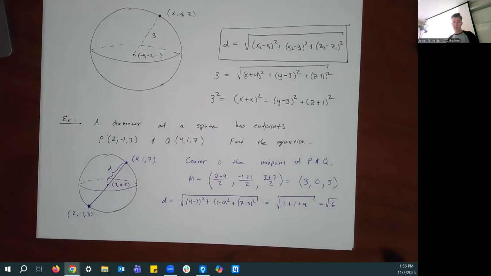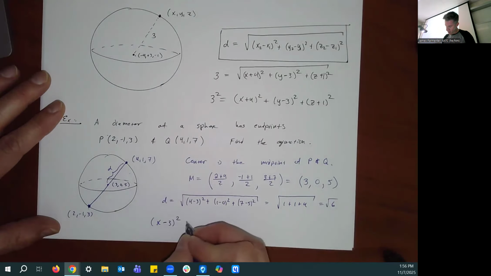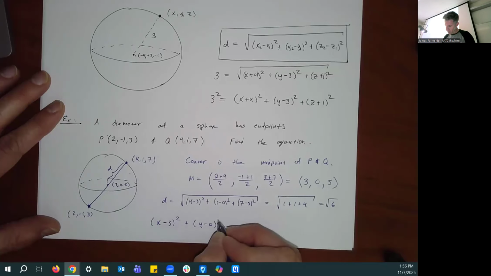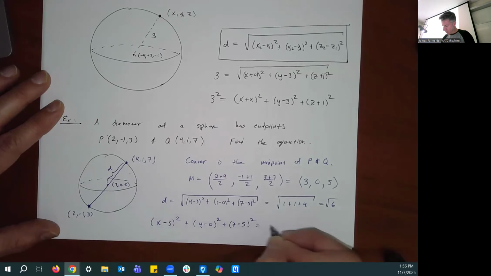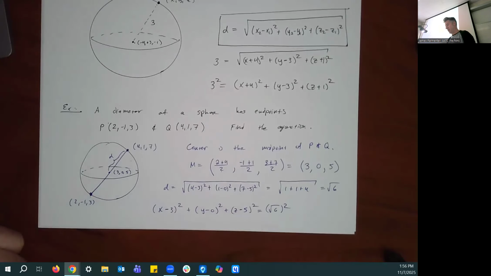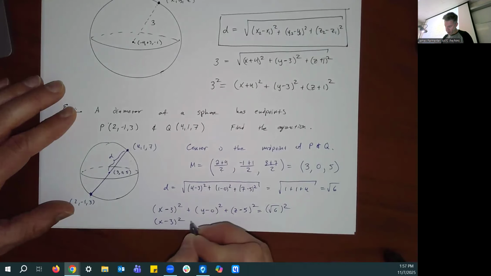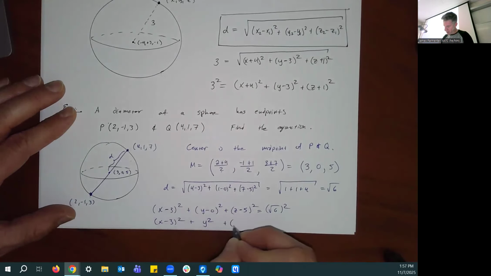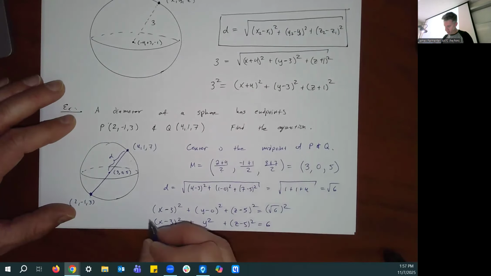And that's our radius. So then we write our final equation as x minus the x coordinate squared plus y minus the y coordinate of the center squared plus z minus the z coordinate of the center squared equal to the radius squared. But really, you shouldn't leave it like that because there's a couple things that are just kind of silly. I don't need to write y minus 0. I should just write y. So this is really x minus 3 squared plus just y squared plus z minus 5 squared. And instead of writing the square root of 6 squared, let's just write that as 6.